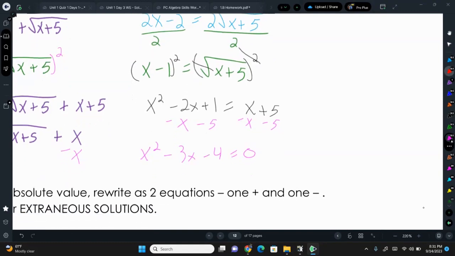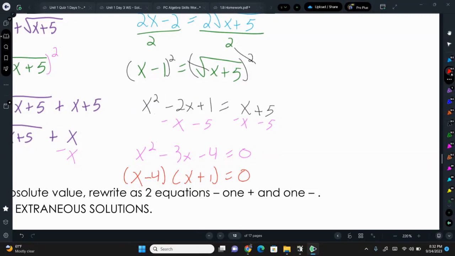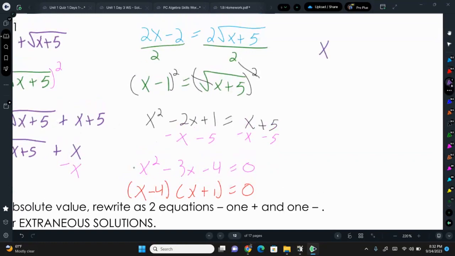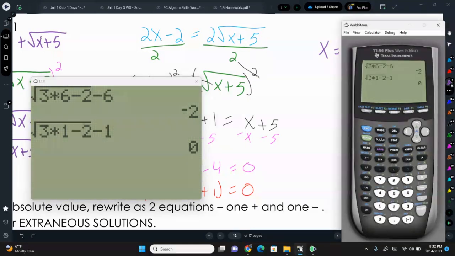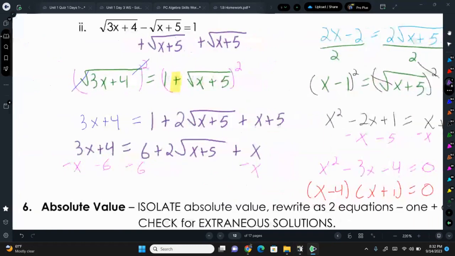So we factor that and say two numbers that multiply to negative 4 but add to negative 3. Well, x minus 4 and x plus 1. So our two potential solutions will be positive 4 and negative 1. So x equals 4 and x equals negative 1. And just like the other example, we need to check to see if both of these work in our calculators. And we're going to check it in the original. So our solutions were 4 and negative 1.